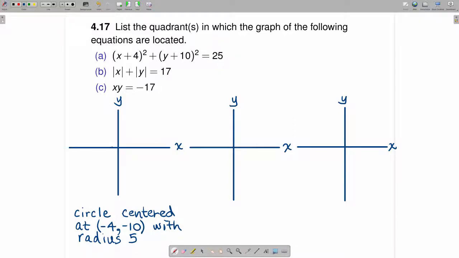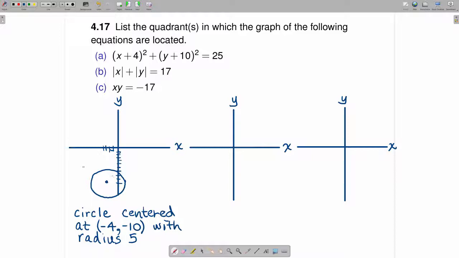So if you go to the point negative 4, negative 10, that point is right here. And then at that point, if you draw a circle that has a radius 5, it's going to look something like that.